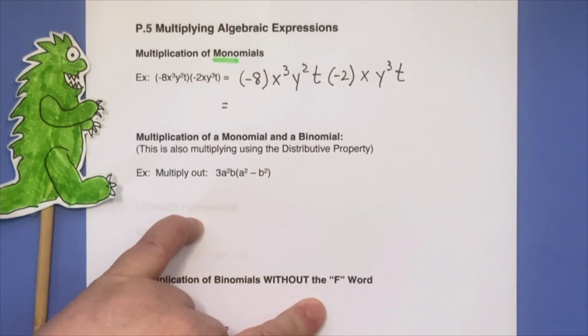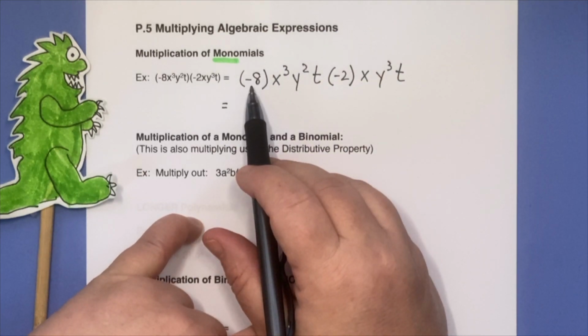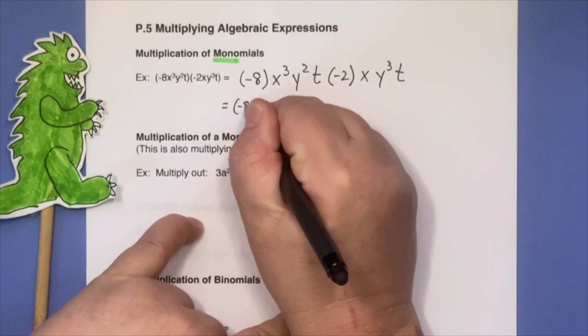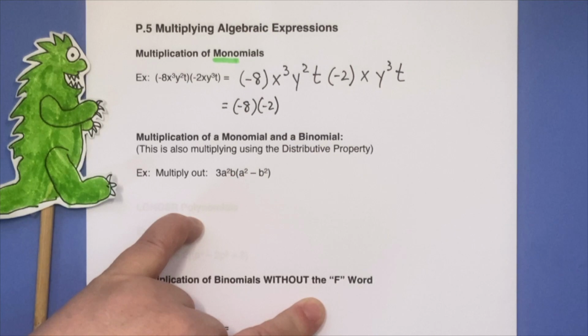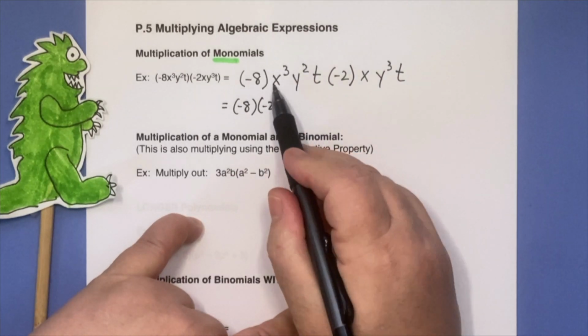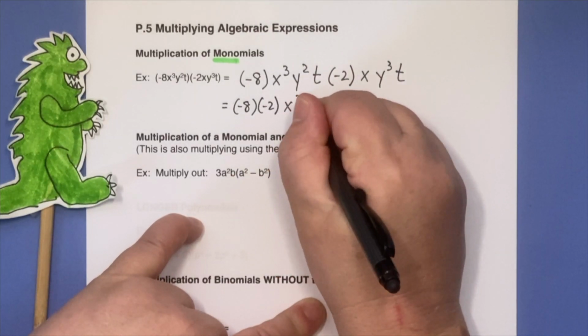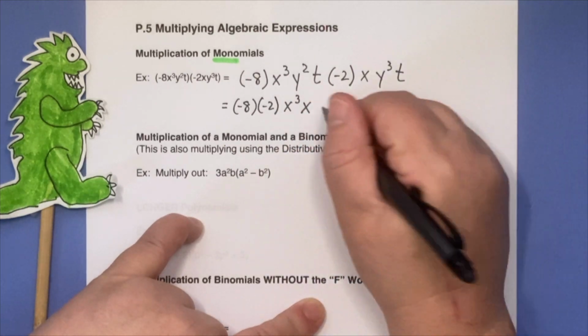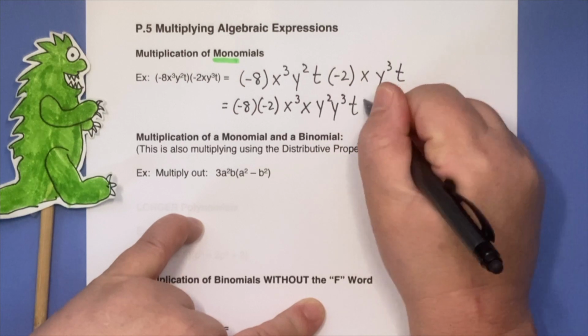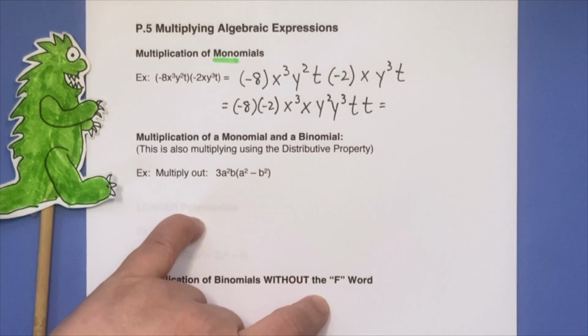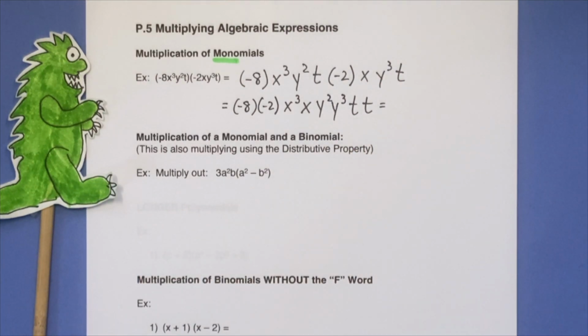My head doesn't always work that great, so I'm going to use the paper and my head to kind of help each other out. I've got a -8 and a -2, and I'm going to bring them together. And again, this is an optional step. You could do this in your head. I'm going to write the x's together. So I've got an x cubed and an x. I've got a y squared and a y cubed, and a t and a t. And again, totally optional step. This is just going to help me to not forget anything.